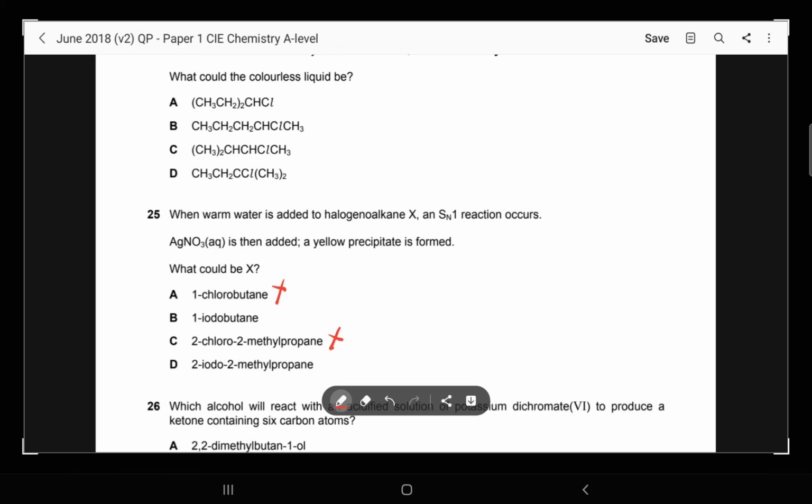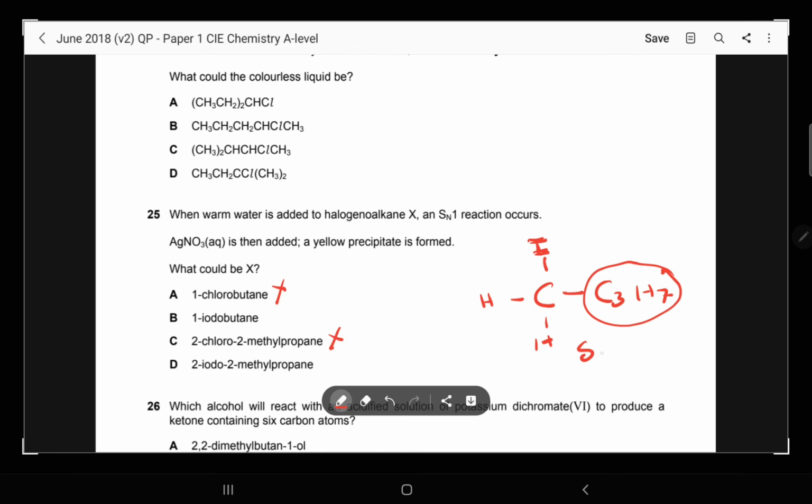Now, halogenoalkane X and an SN1 reaction has to happen. In order for the SN1 reaction to happen, it cannot be a primary carbocation. So let's see, 1-iodobutane: C, I, H, and the rest is C3H7. So there is only one alkyl group attached to it. So this is a primary carbocation.